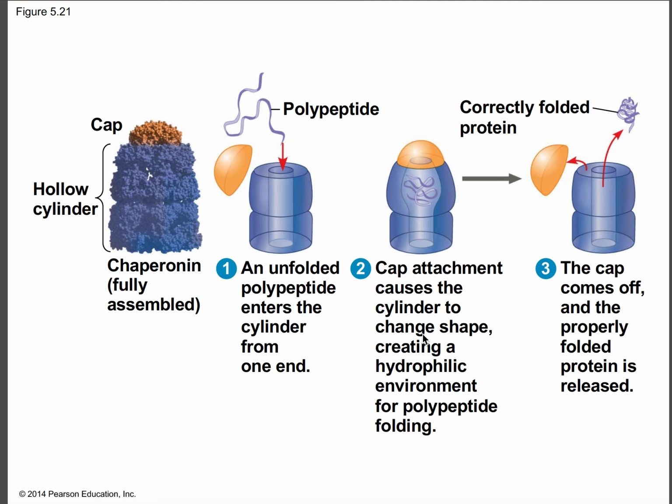I left this picture in your PowerPoint so that you can see a fully assembled chaperonin. This protein is all wound together, has a little cap, and then the cylinder is hollow. Your single polypeptide chain enters the cylinder from one end, and then the cap attaches to it. And what happens is when the cap ultimately comes off, the protein is folded. So as long as this happens perfectly, we're good.